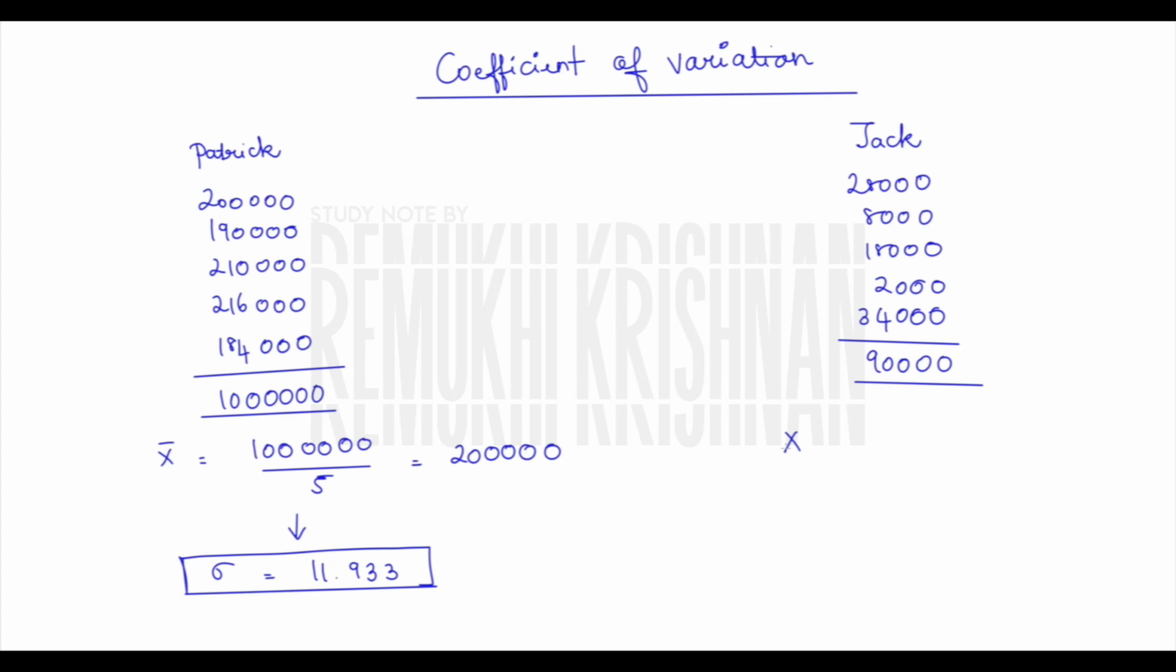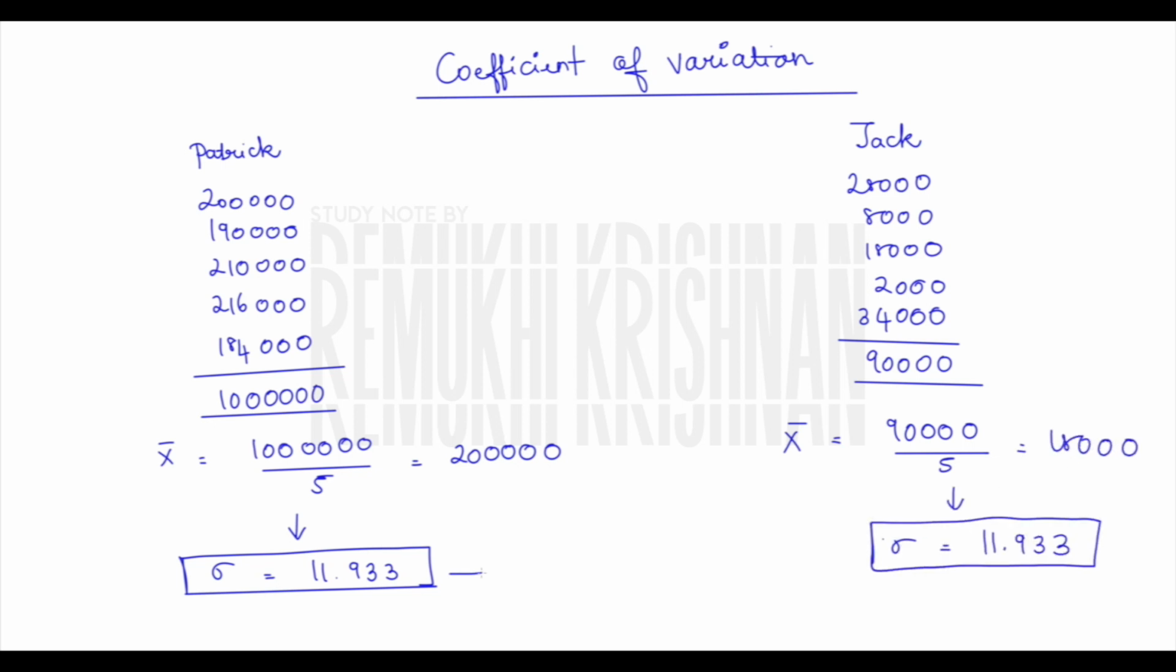When it comes to Jack, again I'm just finding my average value, and with the help of that I'm going to find my sigma. If you look here, both values for Patrick and Jack are the same. The standard deviation for these two is the same.